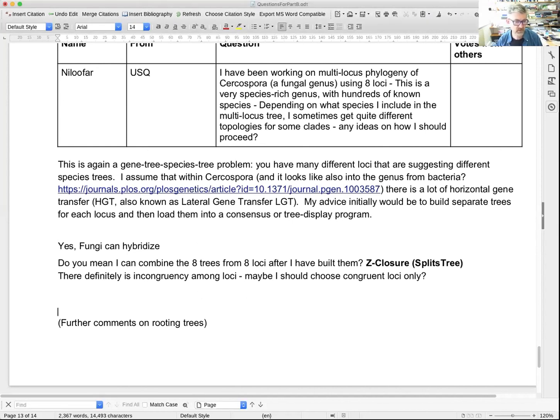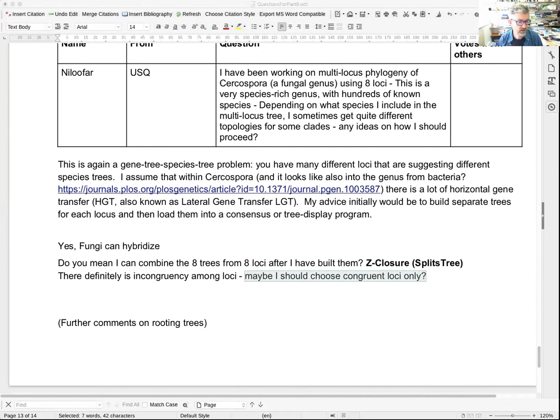Okay, that's cool. And part of the question was, should you choose congruent loci only? No, not at all. They're all telling interesting stuff. Provided you've got sensible data in each of them, then include them all and compare your trees that way. You might find that there's HGT going on, which would be interesting.